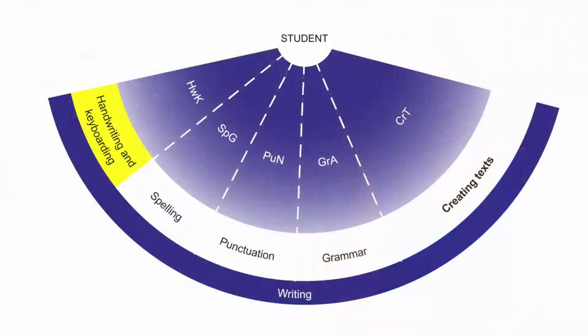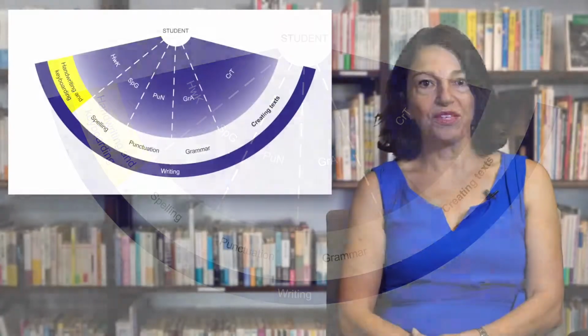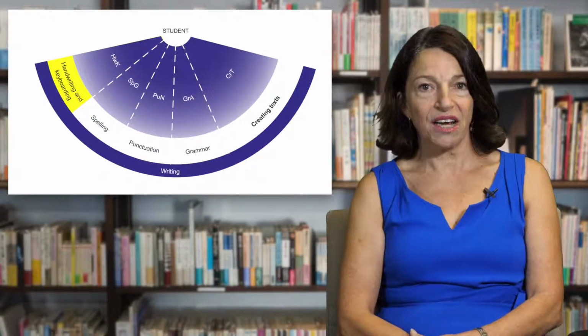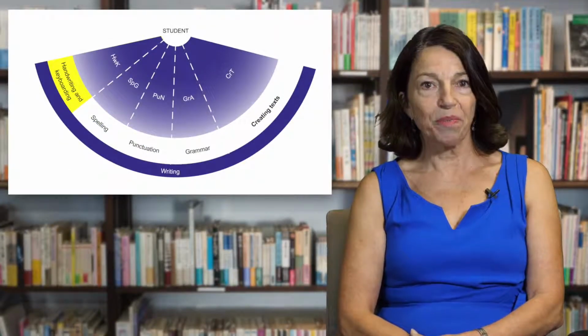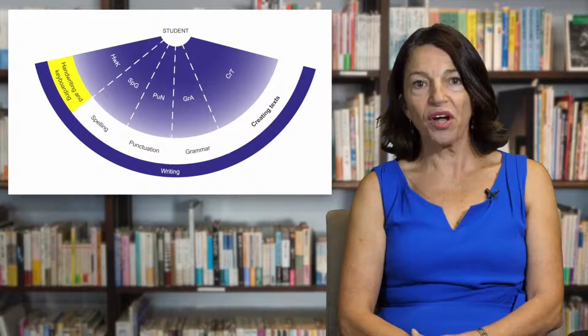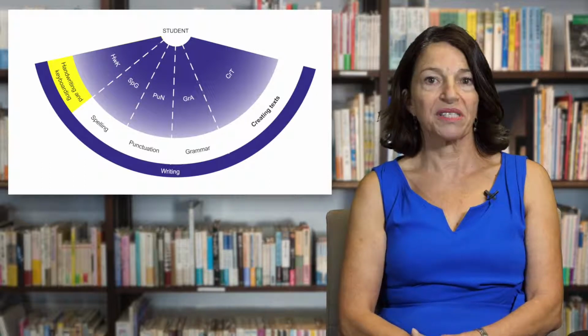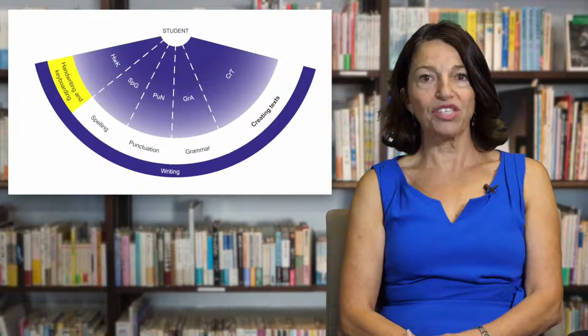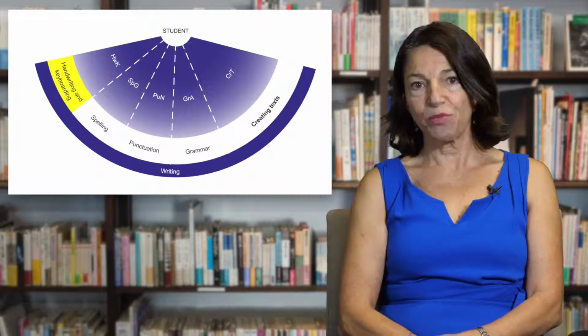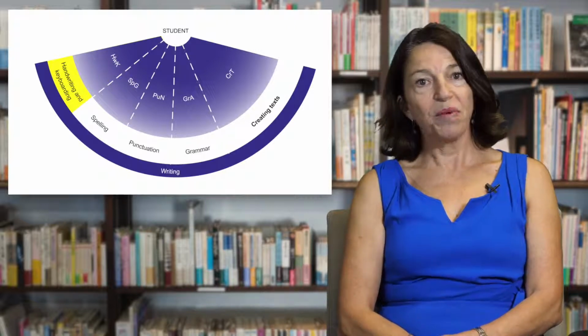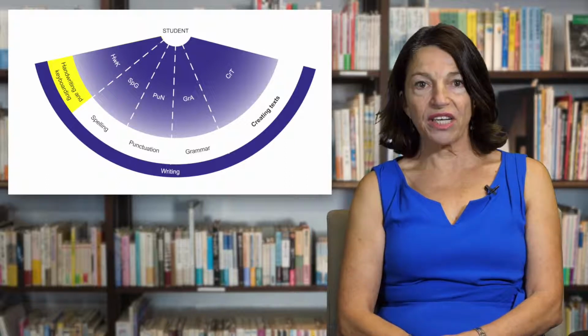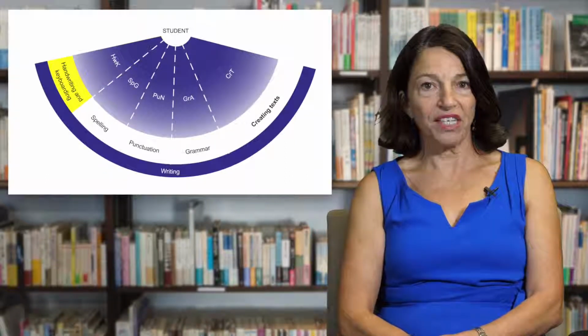The final sub-element describes how a student uses handwriting and keyboarding skills with increasing speed, accuracy and fluency to compose and edit text or complete tasks for different purposes. It describes how a student develops a fluent, legible handwriting style, beginning with unjoined letters and transitioning to joined handwriting.